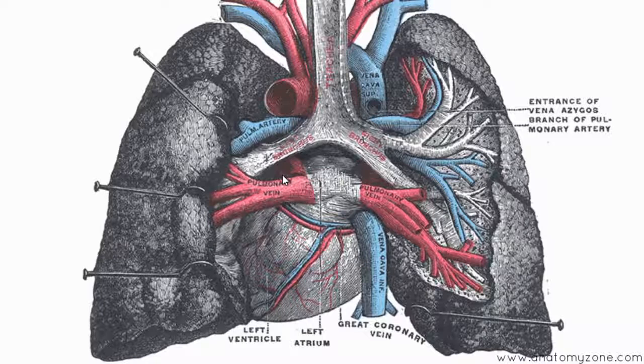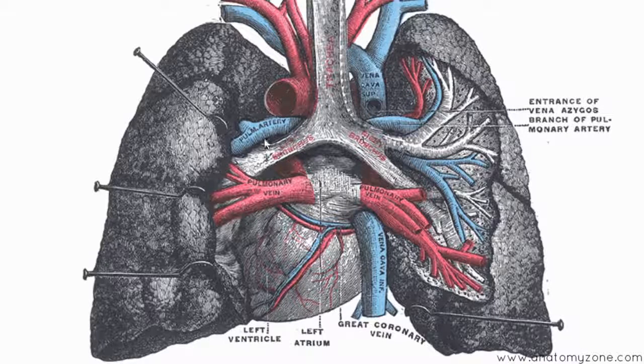So I've just switched to this diagram, which shows the exact same view we're looking at. We're looking at the posterior view, so you can see the trachea coming down here, branching off into the left and right main bronchi, and you can see the pulmonary arteries at the top and the pulmonary veins inferiorly entering into the lung at the hilum.